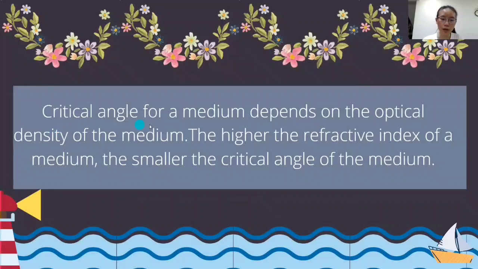The critical angle for a medium depends on the optical density of the medium. The higher the refractive index of a medium, the smaller the critical angle of the medium. It means that the critical angle is not a constant value. It will change depending on the optical density. So the higher the refractive index, the smaller the critical angle.